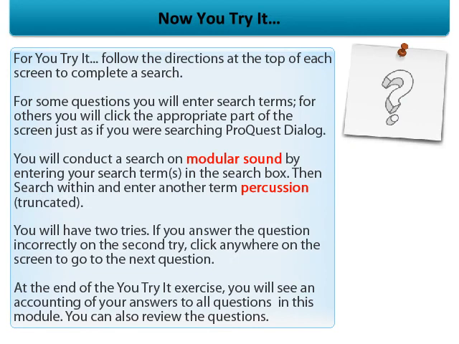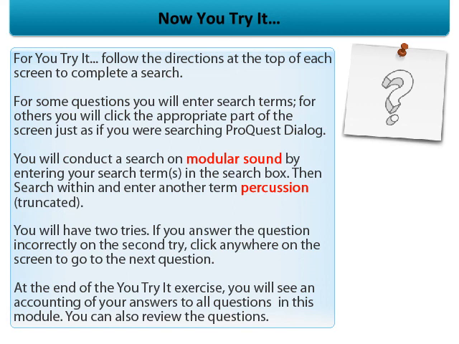You've completed Basic Search Part 1. A final learning check will let you conduct a search by entering search terms and clicking the appropriate part of the screen, just as if you were searching ProQuest Dialog. For You Try It, follow the directions at the top of each screen to complete a search. You will conduct a search on modular sound by entering your search terms in the search box. Then search within and enter another term, percussion. Make sure it is truncated.